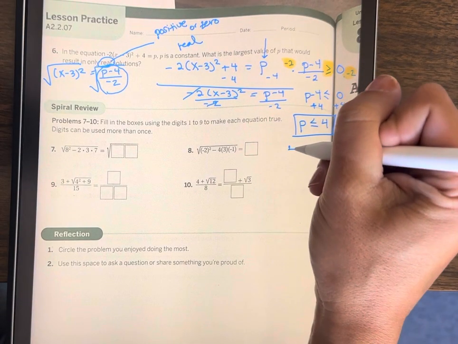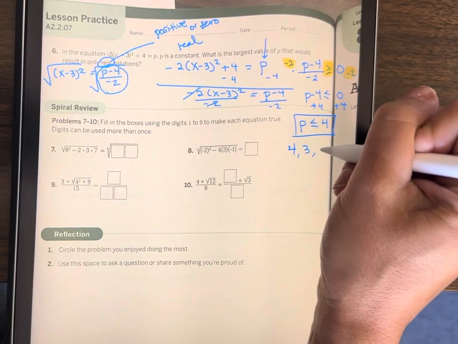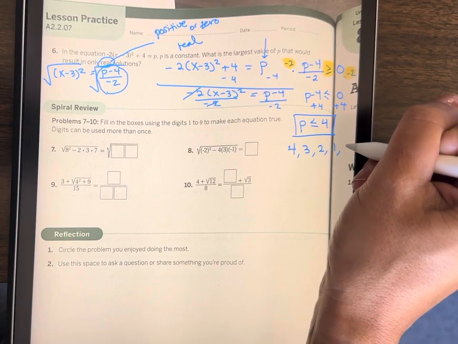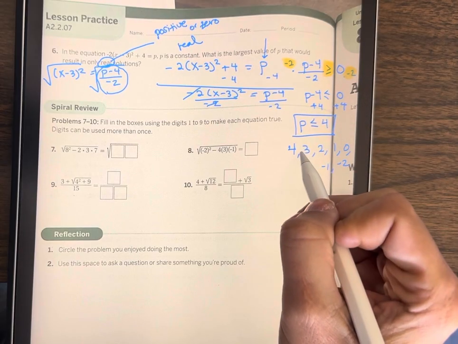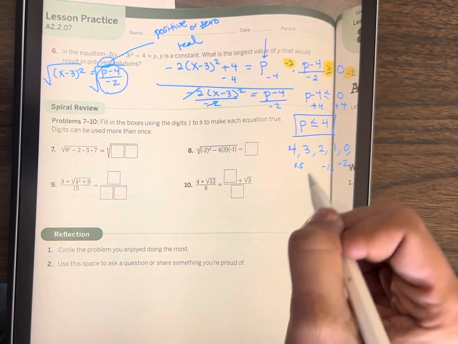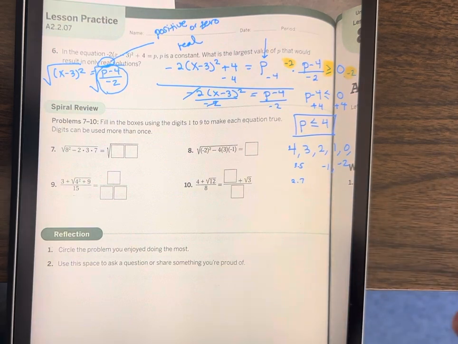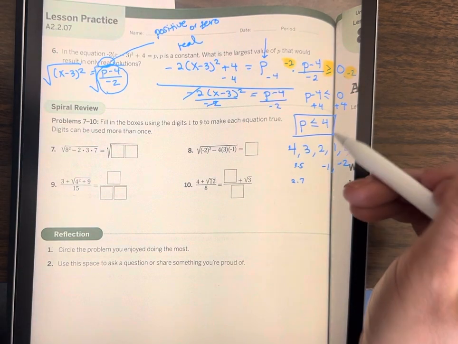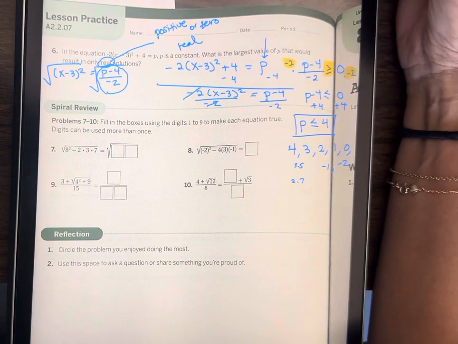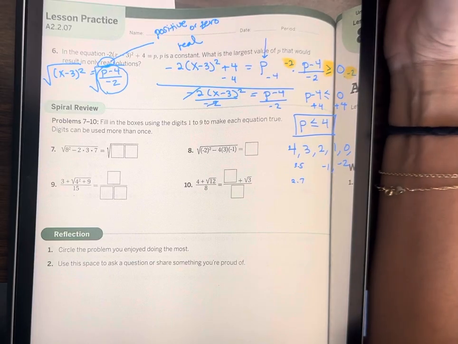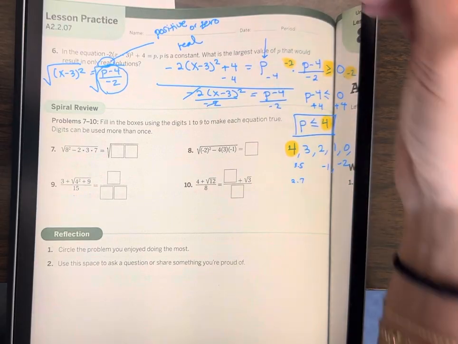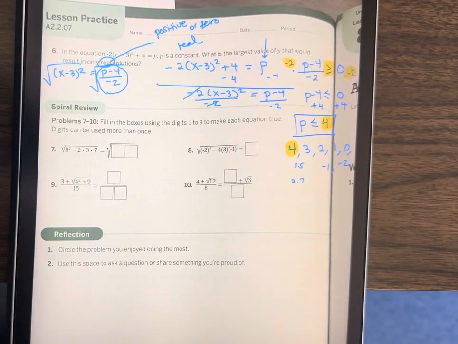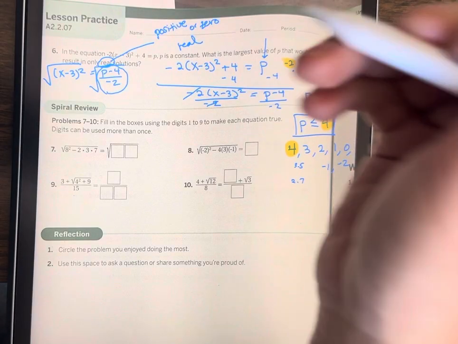So that means that it can be 4, it can be 3, it can be 2, it can be 1, it can be 0, it can be negative numbers, negative 1, negative 2. It can be all the numbers in between here, like 3.5 or 2.7, okay? But what's the largest number it could possibly be? 4. 4 is the absolute biggest number that would make this work out, okay? 4. That's it. Final answer.